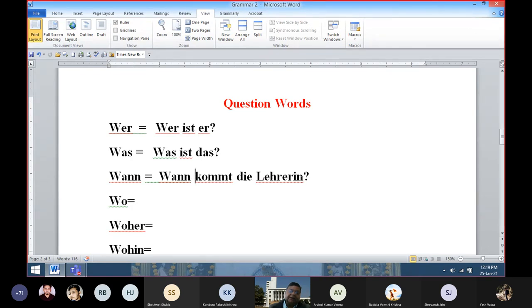So wann kommt die Lehrerin, when you translate into English, is when does, because in English it is required, so you have to add. So when does the lady teacher come? So there you have to use do or does or is, am, are, etc. Wann kommt die Lehrerin can also be translated as when is the teacher coming.